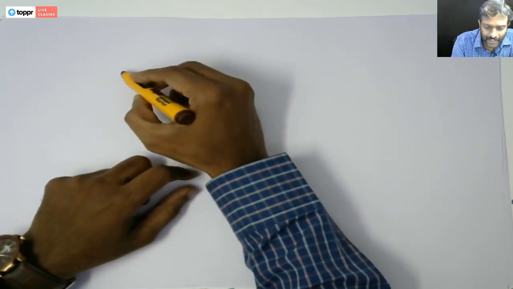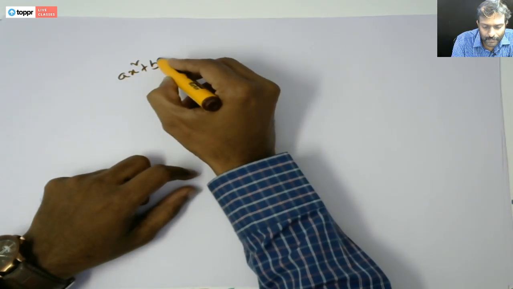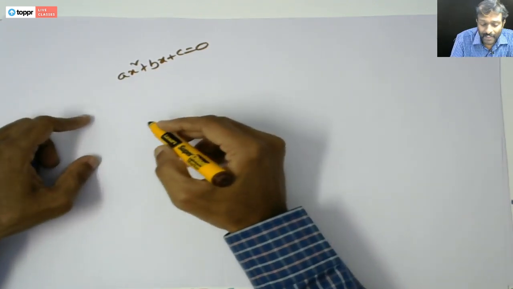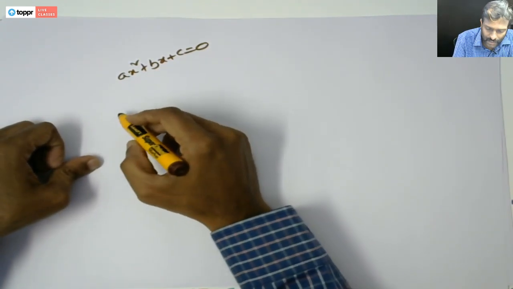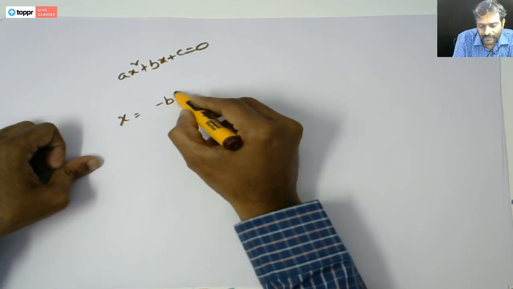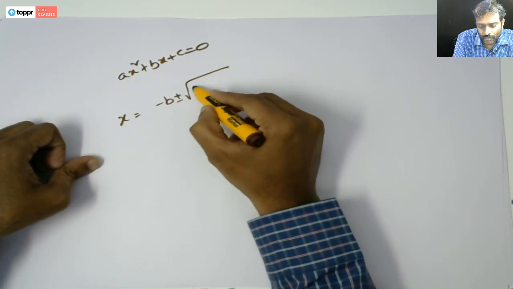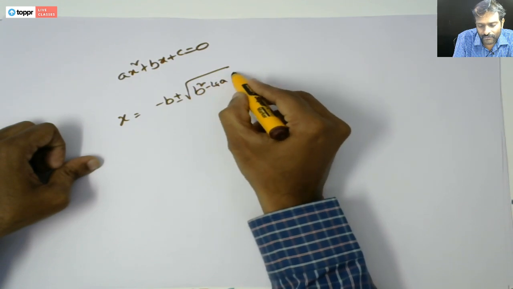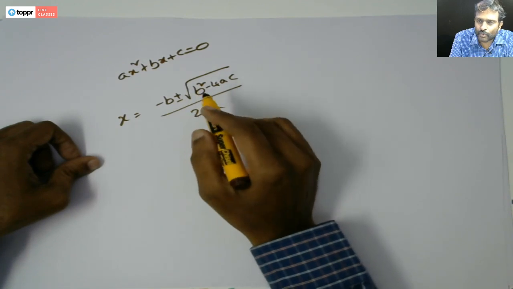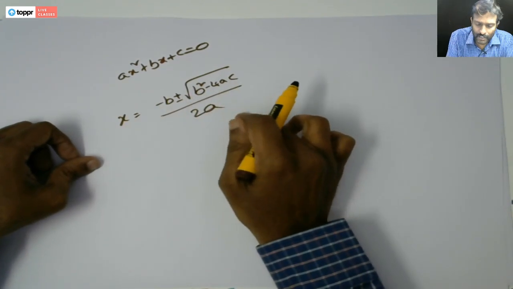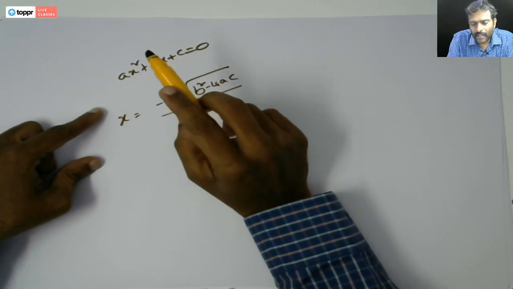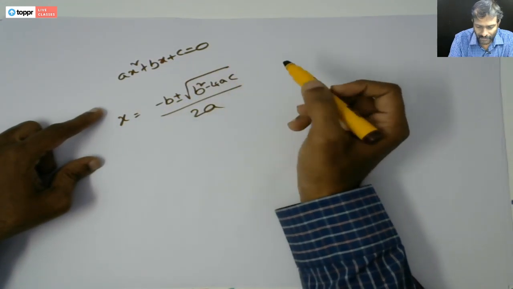See, now ax² + bx + c = 0 is the given quadratic equation, and the roots of this equation are given by this formula. x = (-b ± √(b² - 4ac)) / 2a. Here I am writing two values together, these are two roots, not one root. a, b, c are nothing but the coefficients of x², x, and the constant respectively.